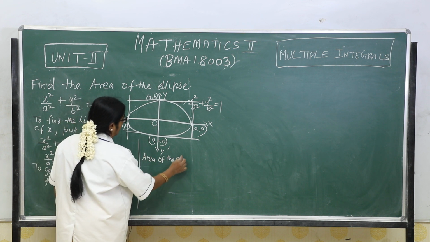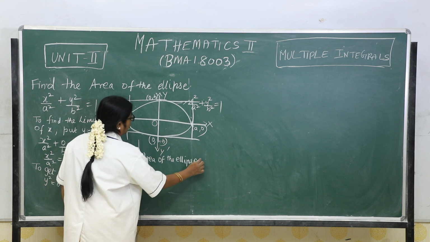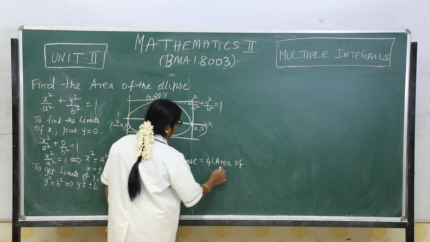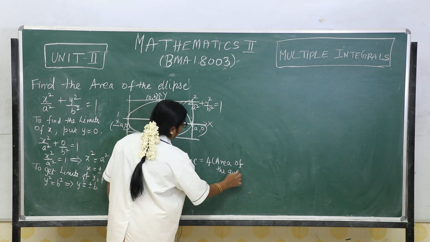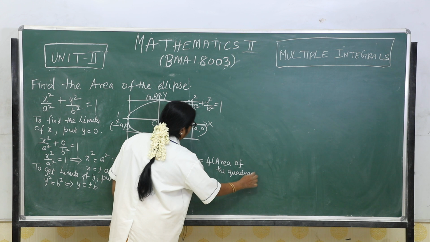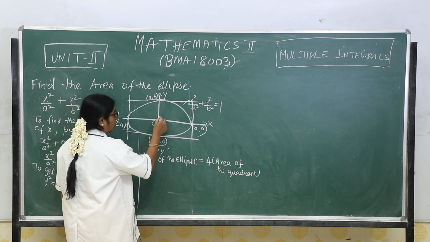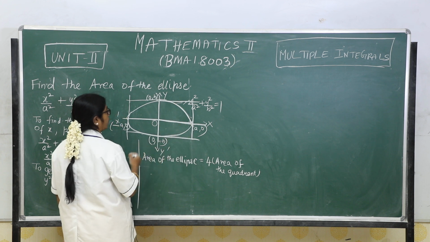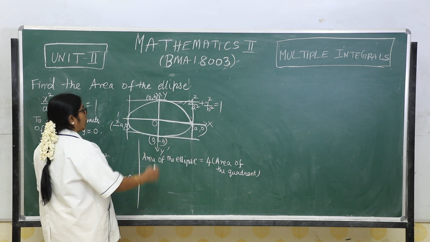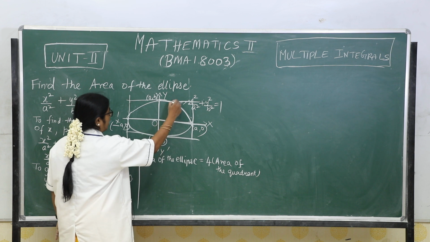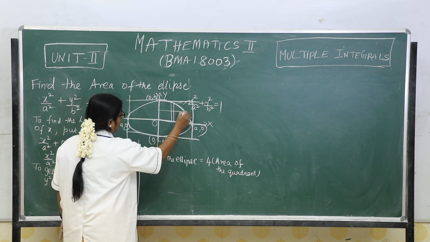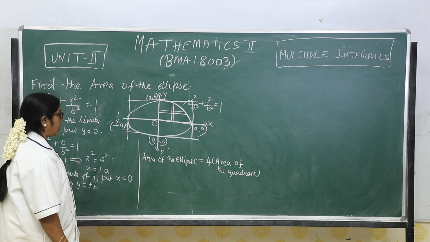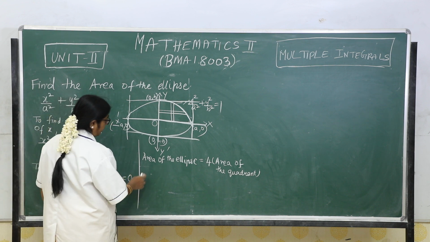Area of the ellipse is 4 times area of the quadrant. Which part is the quadrant? This part is the quadrant. If I want to take vertical strip or horizontal strip, we will have to find the limits for x and y.